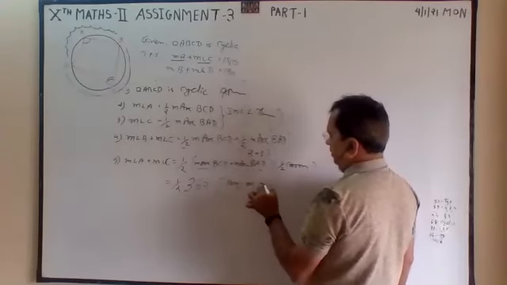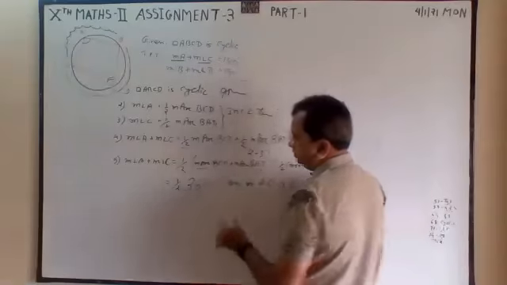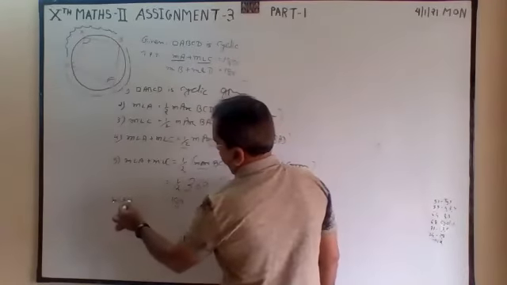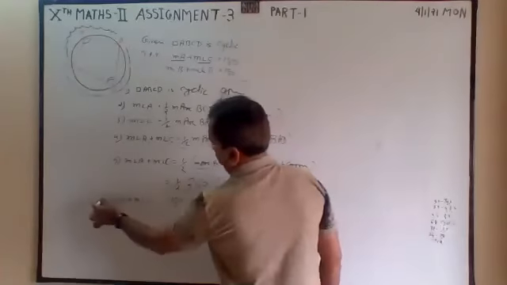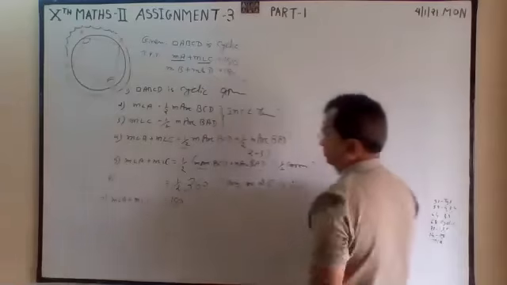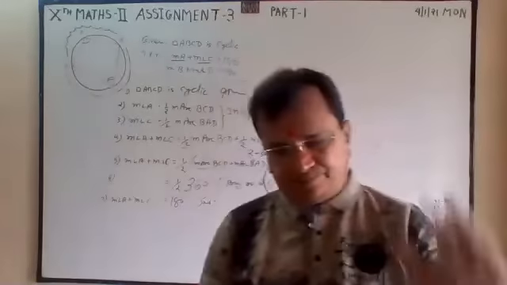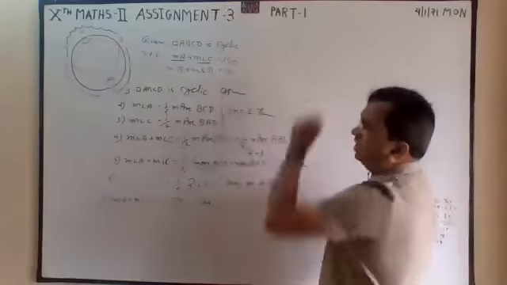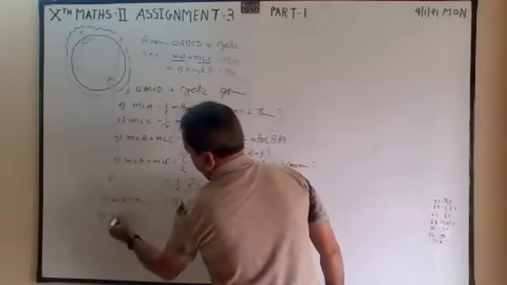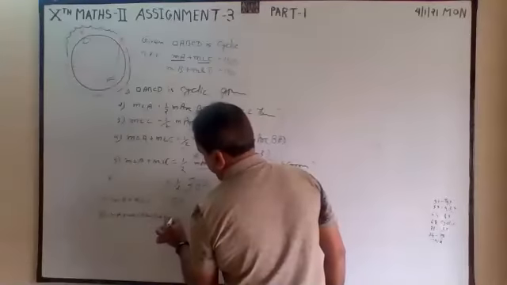Angular measurement of a circle is 360. Half of 360 is 180. Simplify. Half of 360, simplify. Now, total, it is a quadrilateral. So measure angle A plus measure angle C plus measure angle B plus measure angle D.